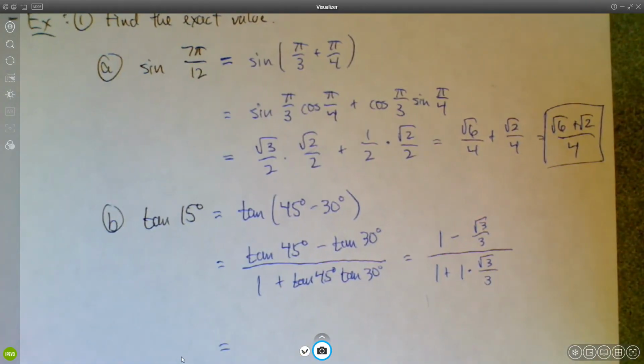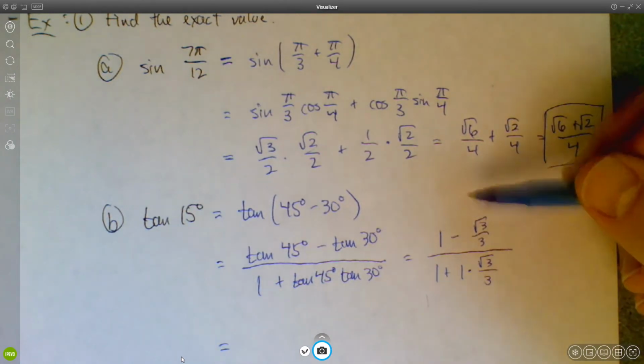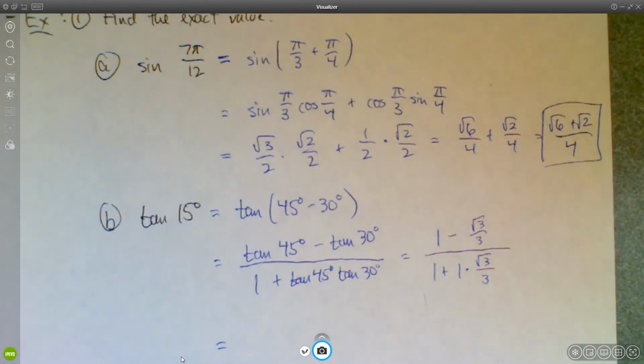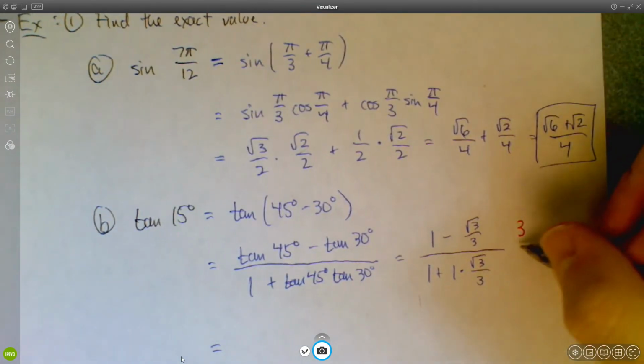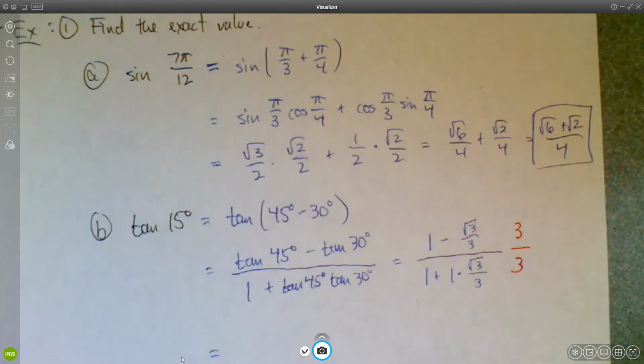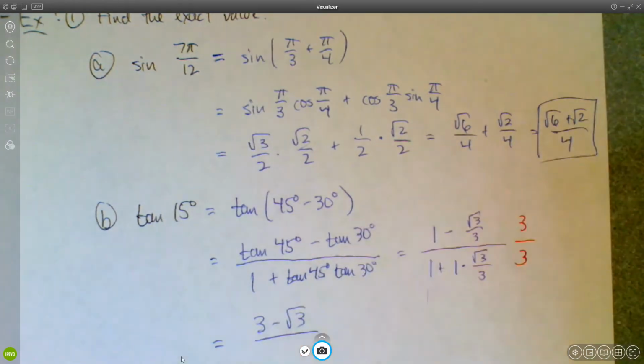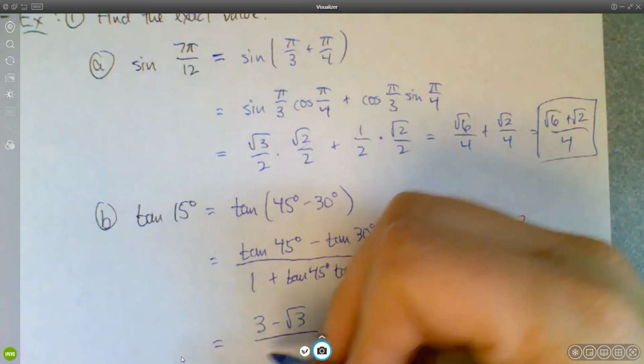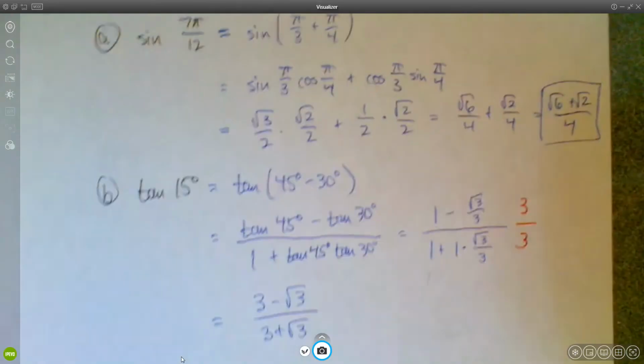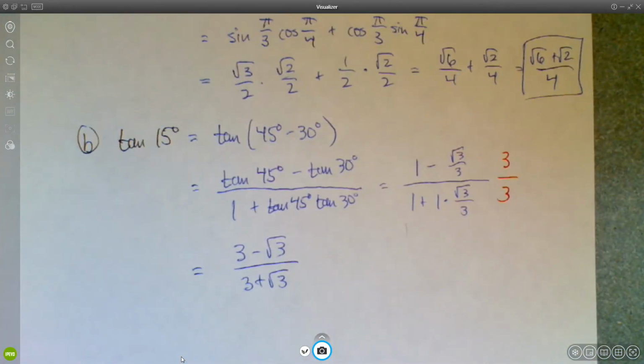Okay. So first of all, I'm going to clear everything by multiplying by 3 in the numerator and denominator here. So I'm going to clear those complex fractions. And we get 3 minus root 3 over, it looks like it's going to be 3 plus root 3. And there you go. To rationalize that, you'd have to multiply by the conjugate and stuff, which may not end up terribly bad, but I'm just going to leave the answer that way, though.